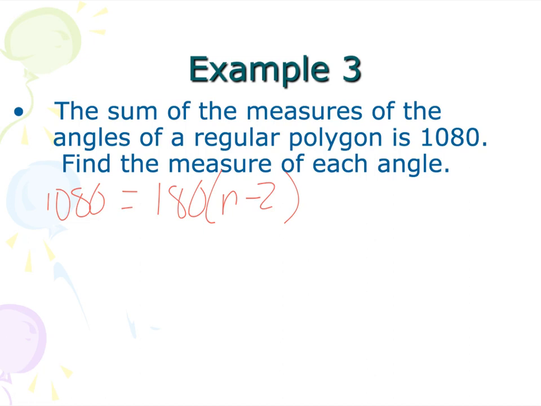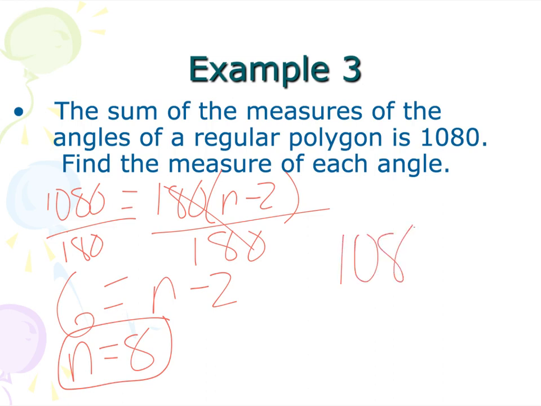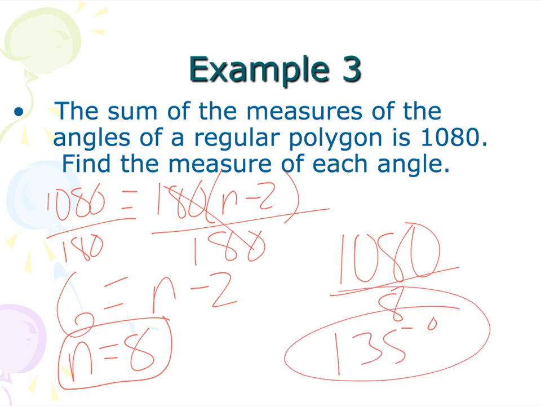1080 divided by 180 gives me 6. And then I'm going to add 2. So I get n equals 8. So I have 8 sides. That's a checkpoint, not my final answer. Find the measure of each angle. Well, there's 8 sides, there's 8 angles. 1080 divided by 8 is going to give me the measure of each angle, right? 1080 divided by 8 gives me 135. Boom! That is my final answer. That's the measure of each angle.